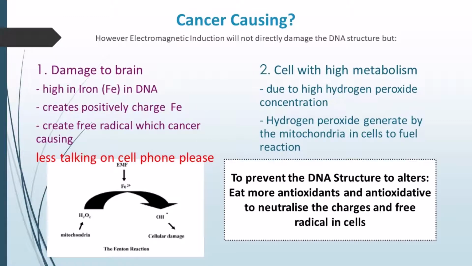After the experiment was carried out, we found out that electromagnetic induction will not directly damage the DNA structure, but damages the brain and cells with high metabolism. So to prevent the DNA structure from being altered, eat more antioxidants to neutralize the charges and free radicals in cells, and also talk less on the cell phone.